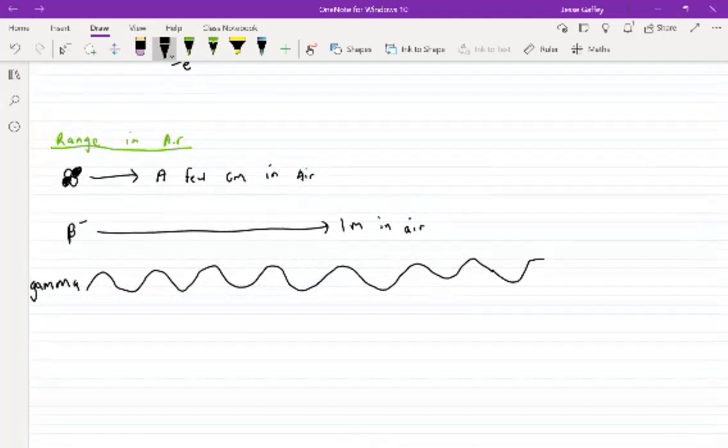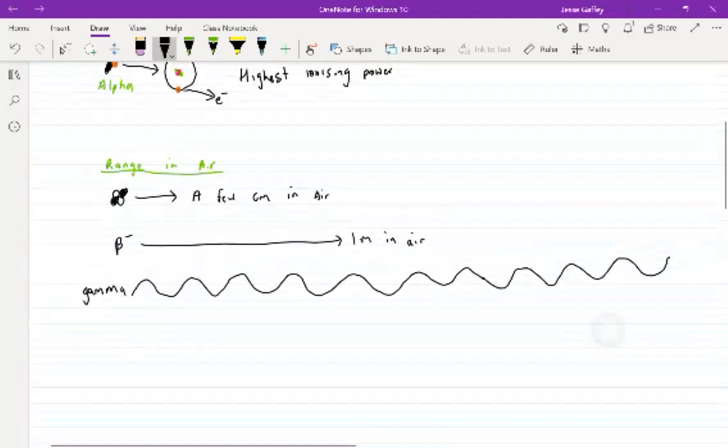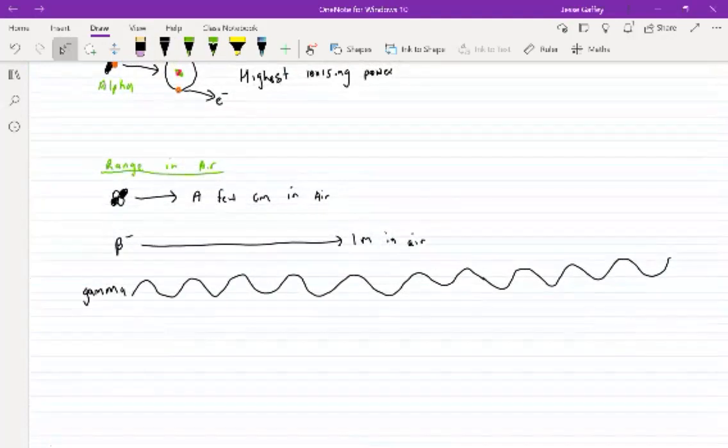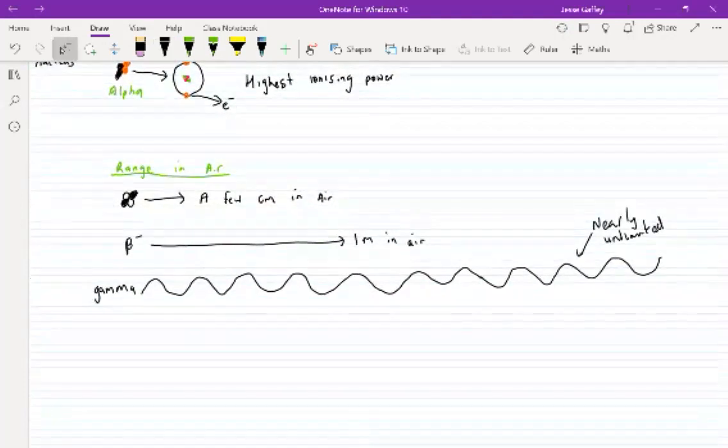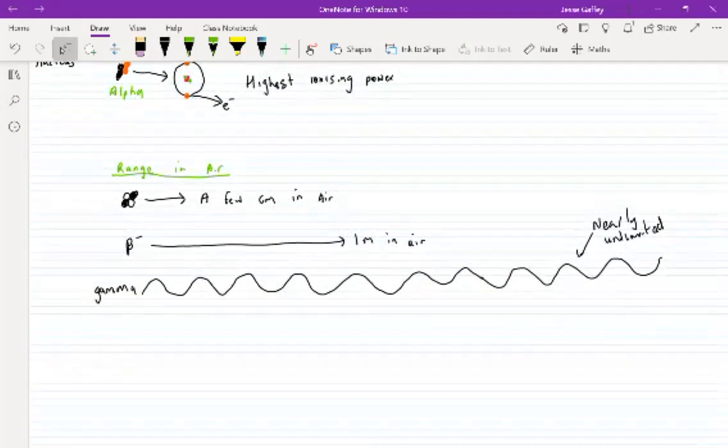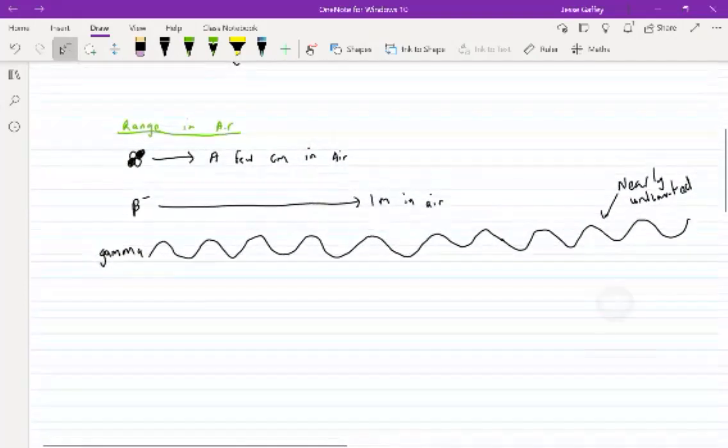There's basically only certain materials that can slow down the gamma ray. So we say it's nearly got an unlimited range just in air because it rarely crashes into any atoms. So that is its range in air. Gamma rays have the highest range.